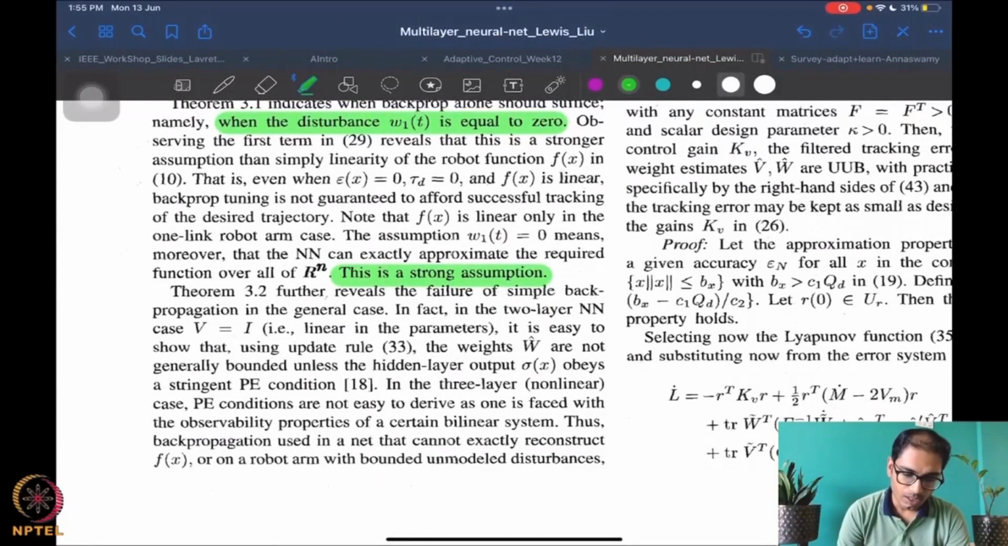So of course then there are additional results in this article also. So that's what is there in theorem 3.2. It reveals the failure of simple back propagation in the general case, right?